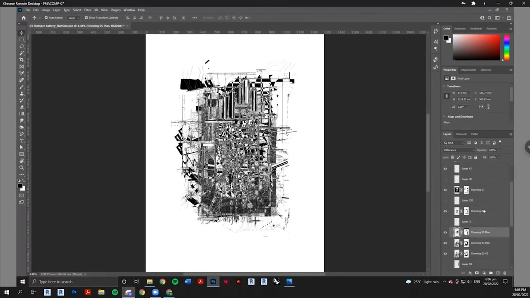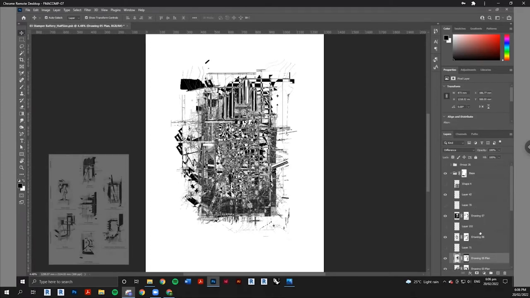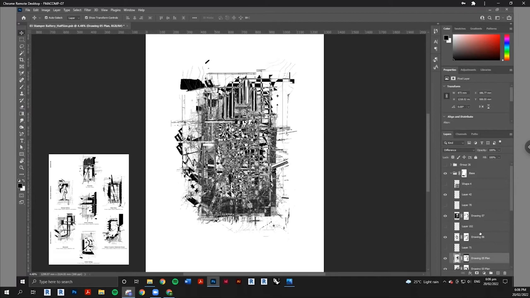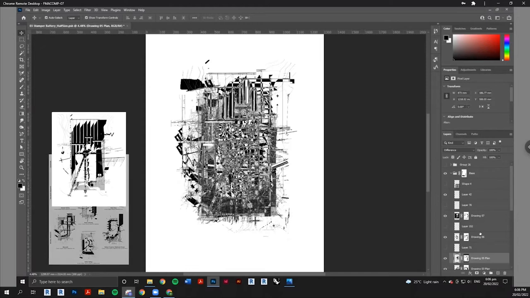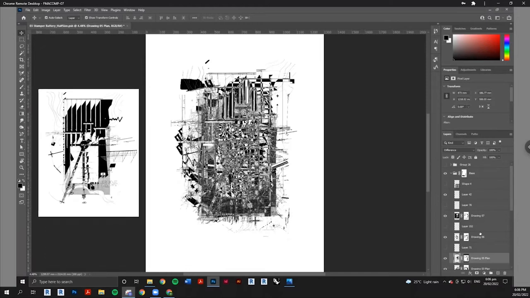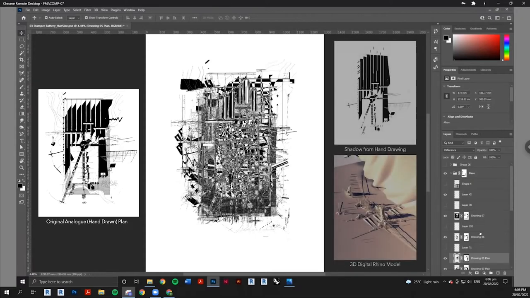The first thing that I did was, of the seven drawings, I would take a shadow layer. So I had the seven drawings layered, and then I would pick one out, the one of the story that I wanted to tell. In this case, it was the Stamper Battery of that area of the site. And I took a shadow render, a clean render of the shadows in that plan, because I had a 3D model of it.